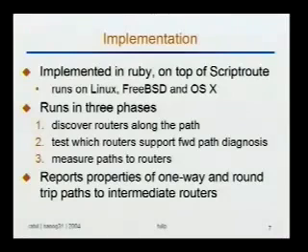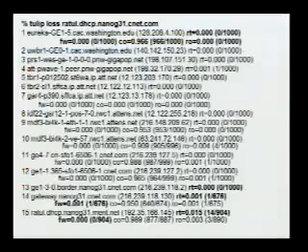In the first phase, given any destination to probe, it discovers routers along the path. In the second phase, it tests the routers which support forward path diagnosis. Not all routers implement IP ID counters. Similarly, not all routers have ICMP timestamp requests turned on. And then it measures the paths to those routers, and at the end of its probing period, it returns properties of the one-way forward and the round-trip paths to the routers.